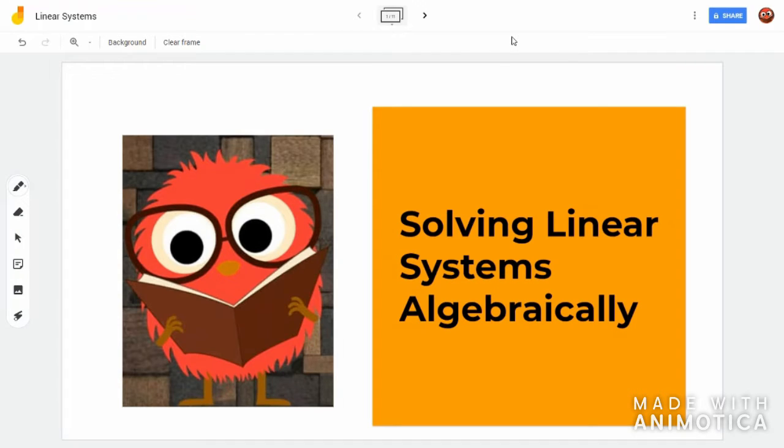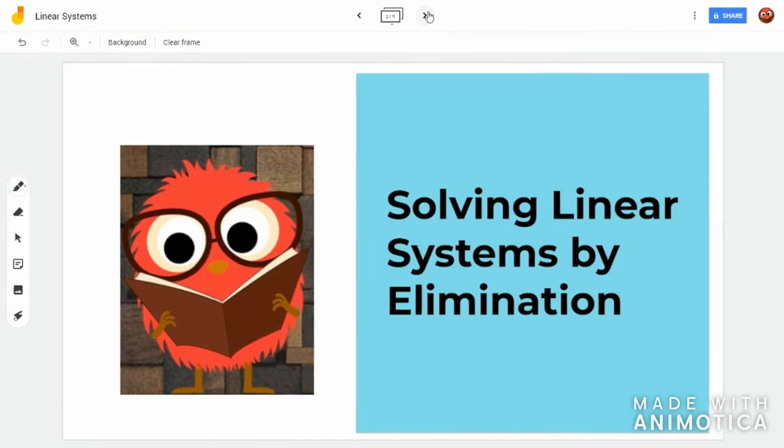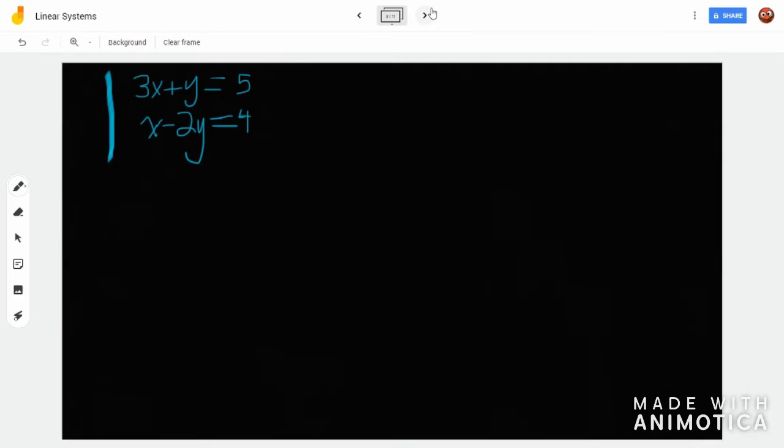Here we go. Hi there, here we go. We are in the Jamboard, and for this video we are going to solve linear systems algebraically. Now the first method of solving linear systems without using the graph is by elimination. And this method is the one where we add the equations together, and solve for each one at a time. Let's jump in.